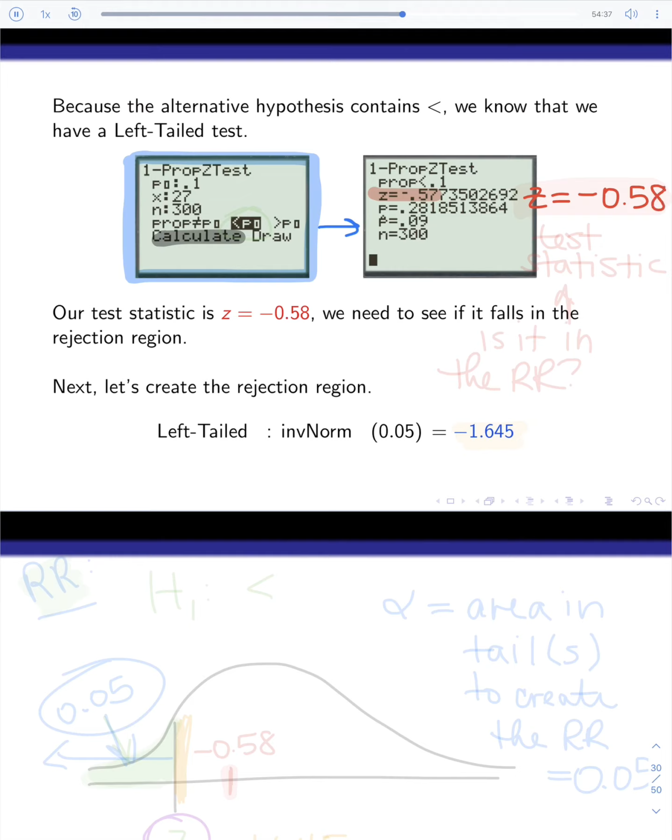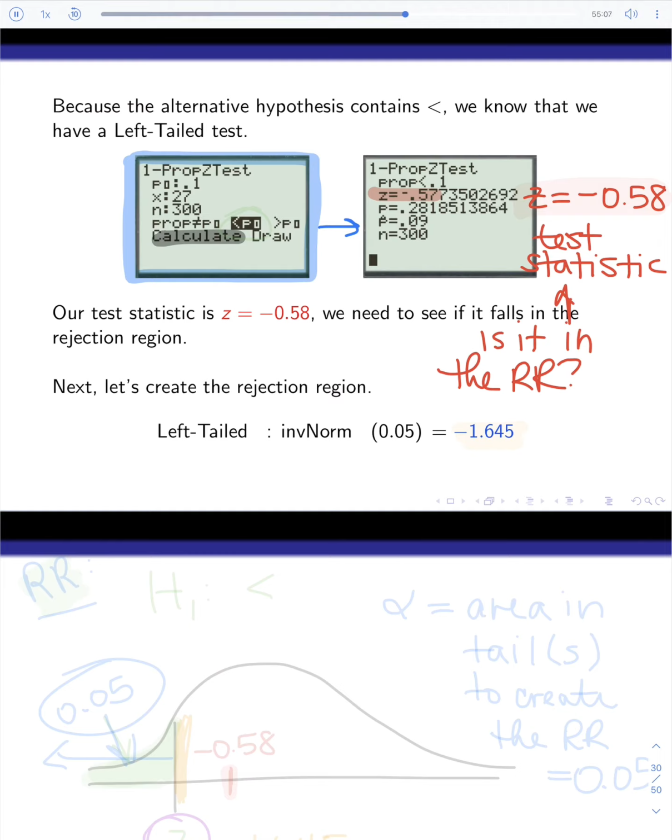And I do want you to get used to using this terminology because they will use this in the homework, that this is called a test statistic. And this is what we're going to see whether or not it is in the rejection region. Is it in the rejection region? That's our question. Well, before I can even do that, I have to figure out how to come up with my rejection region by drawing a picture of my rejection region.